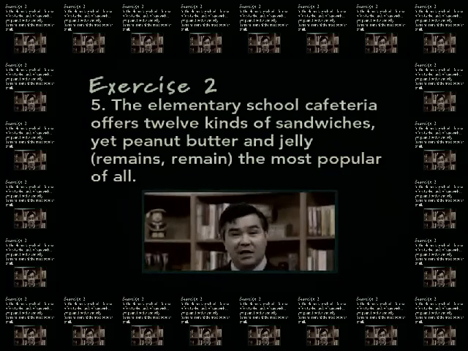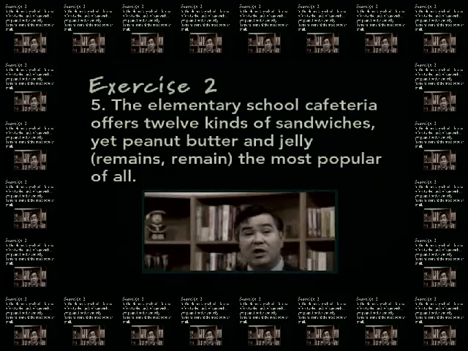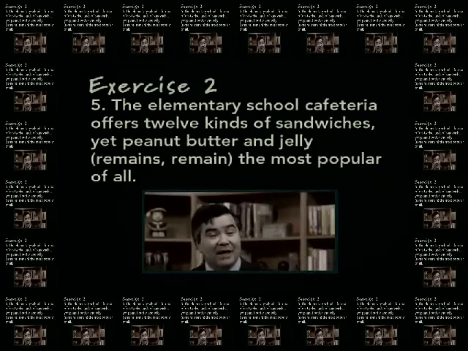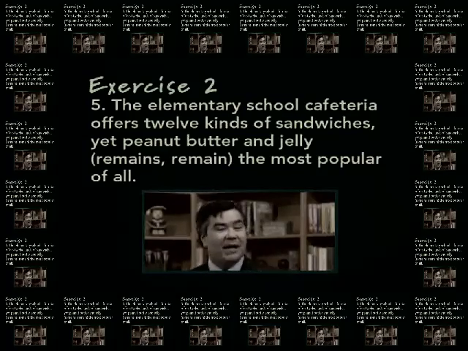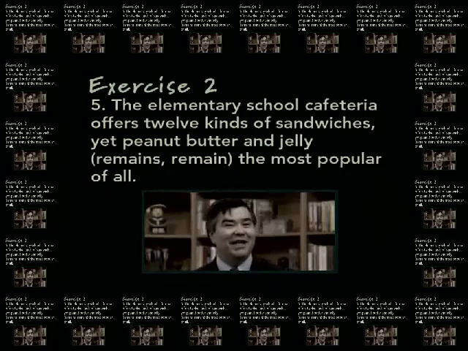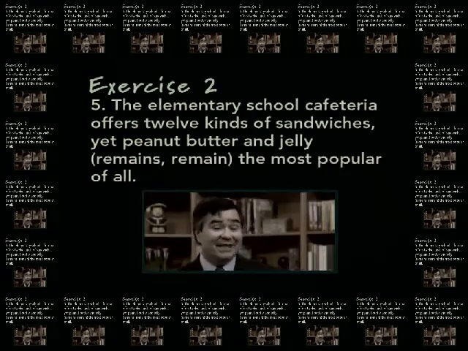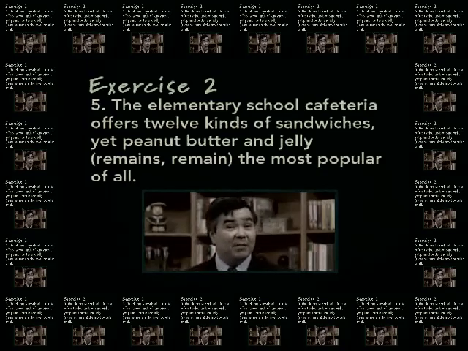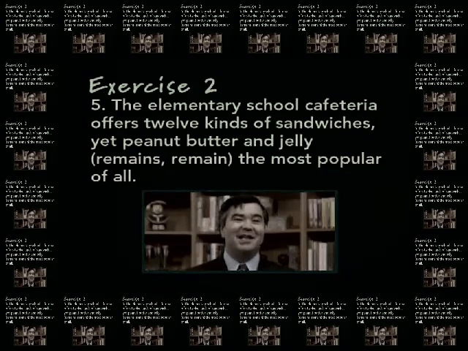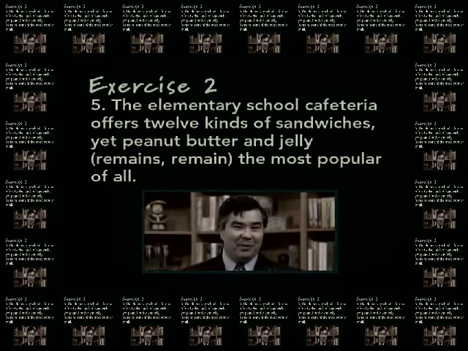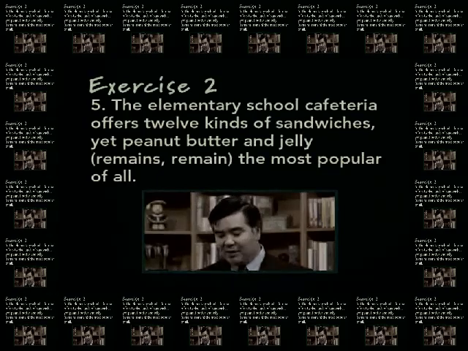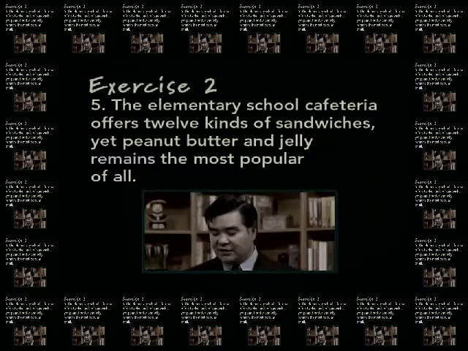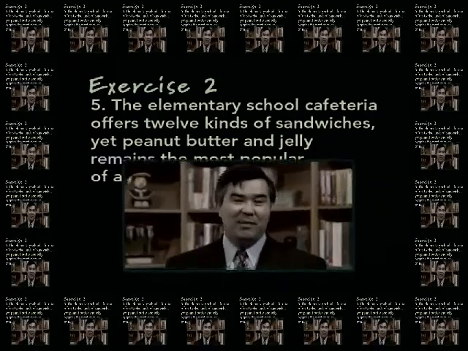Remember that in a few instances, the two parts of a compound subject joined by "and" really go together to form a single thing. We saw the example of the skull and crossbones, which formed a single symbol. In this case, we have another example of a compound subject which really amounts to a single thing. Peanut butter and jelly is one kind of sandwich, one recipe, if you will. It's a single dish rather than two separate things. So what's being described here is really one sandwich, and therefore the compound subject should be treated as singular, because peanut butter and jelly is actually one thing for the purposes of this sentence. So in this somewhat tricky example, the singular verb "remains" would be correct, and the sentence should read, "The elementary school cafeteria offers 12 kinds of sandwiches, yet peanut butter and jelly remains the most popular of all."